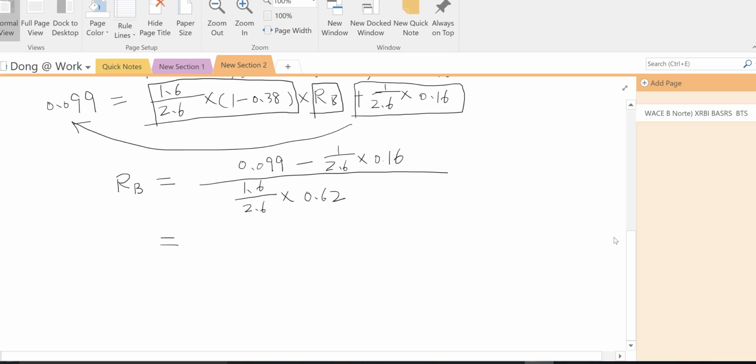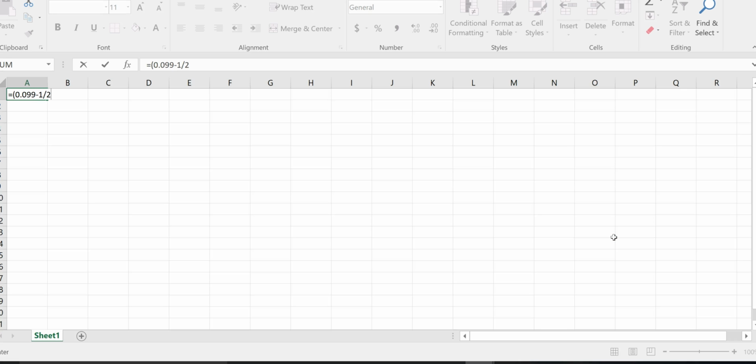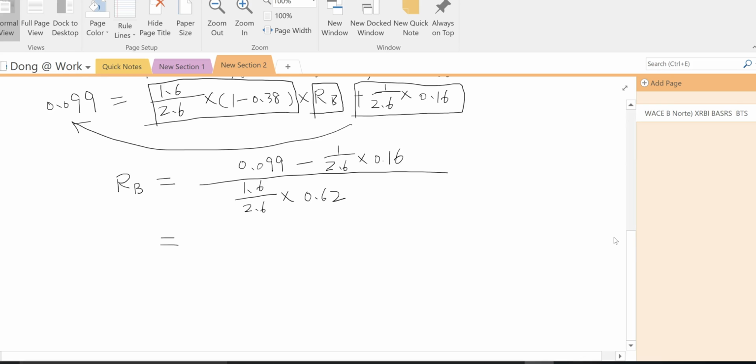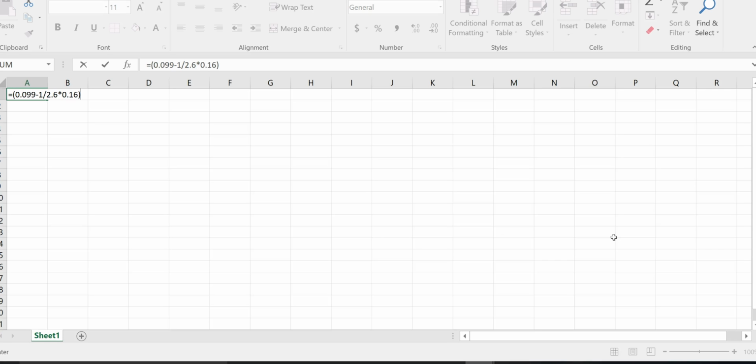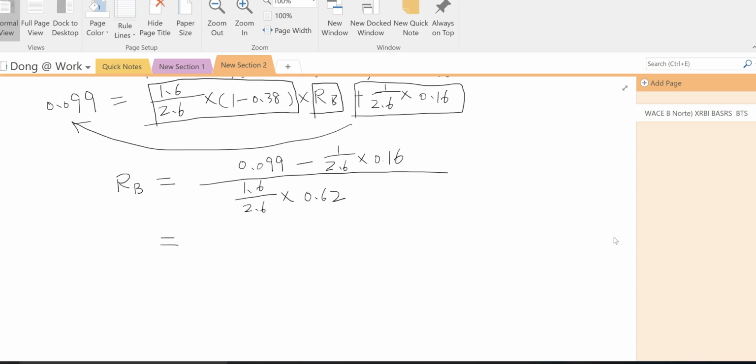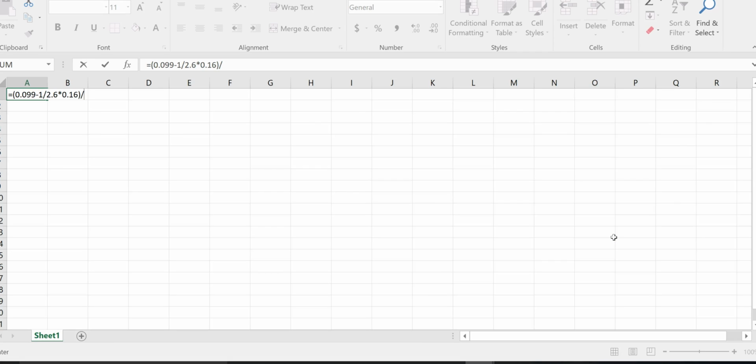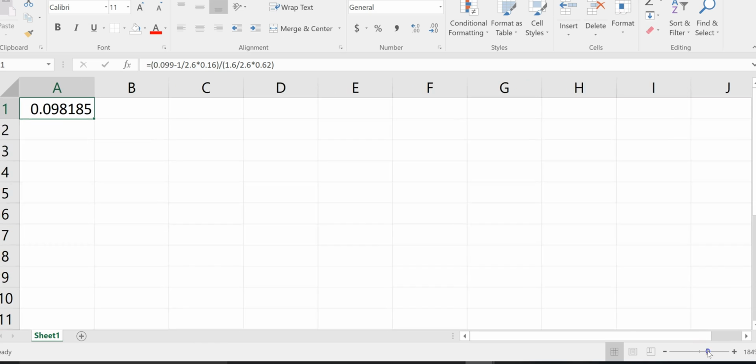0.099 minus 1 over 2.6 times 0.16, and you have to use the parentheses here and divide it by, again, let me use the parentheses, 1.6 over 2.6 and then times 0.62. Okay, so this will give me 0.0981. So why don't I make this larger so you can see it more clearly?